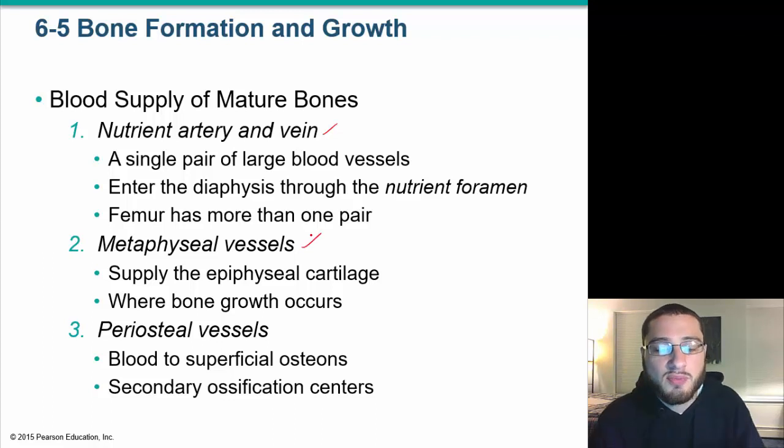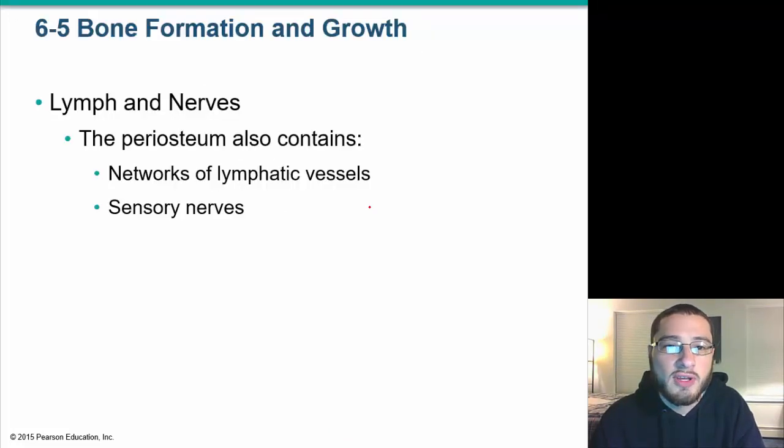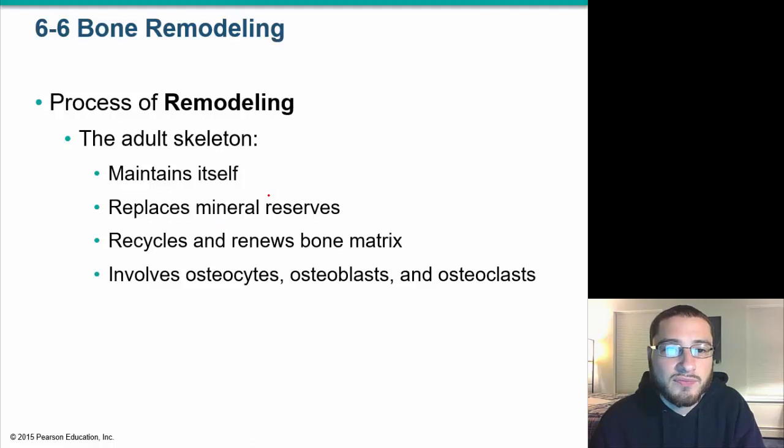Metaphyseal vessels, and then periosteal vessels as well. So there's a rich supply of nutrients and blood to the bones, as opposed to cartilage, where we don't see a lot of vascularity. This shows you how vascular that long bone is. Lymph and nerves: the periosteum, that outer coating, also contains lymphatic vessels and sensory nerves.